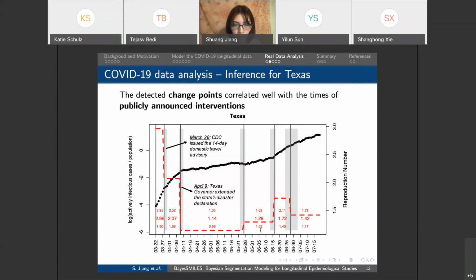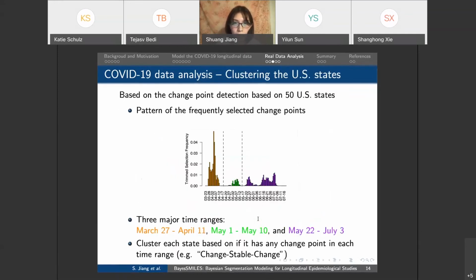Another advantage of using a Bayesian method is to quantify our uncertainty in parameter estimation. That's why you can see for each detected change point, there is a gray area representing the confidence interval. Similarly, for the reproduction number we estimated for each segment, there is a 95% credible interval associated with each of them. So here I would like to show several interesting downstream analyses.